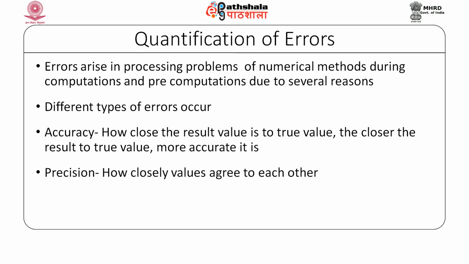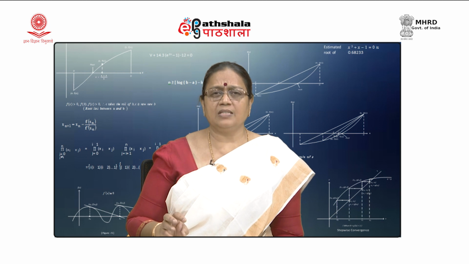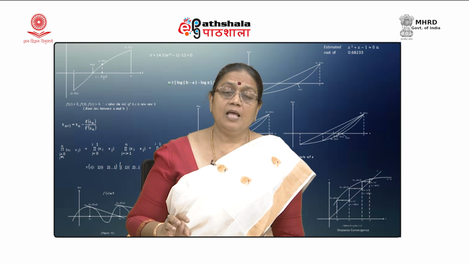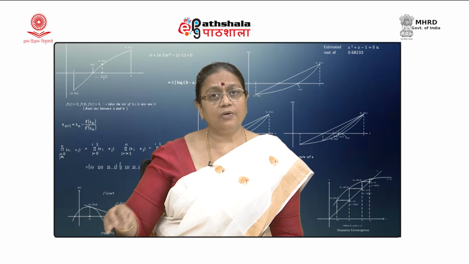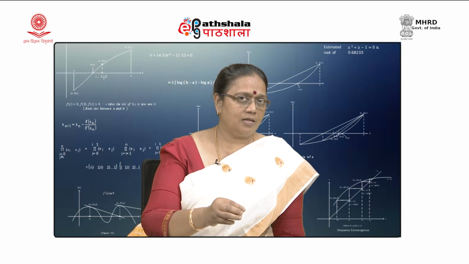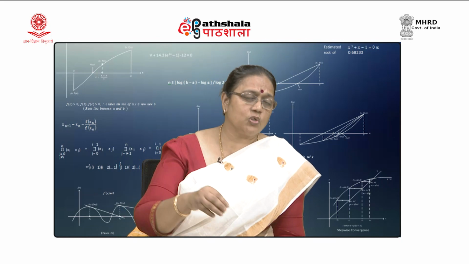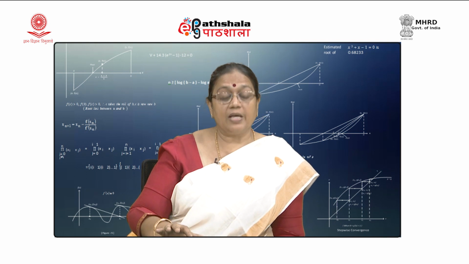Whereas, precision means how close the values are together. When we are getting successive approximate values, if they are very close, we say they are precise, they have more precision, they are getting closer and closer. But is this getting closer and closer to the actual true value, or is it drifting away to some other value? That becomes a question mark. So, accuracy does not ensure precision, and precision does not always ensure accuracy.